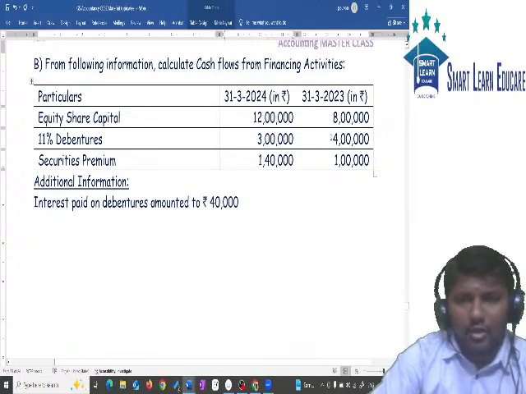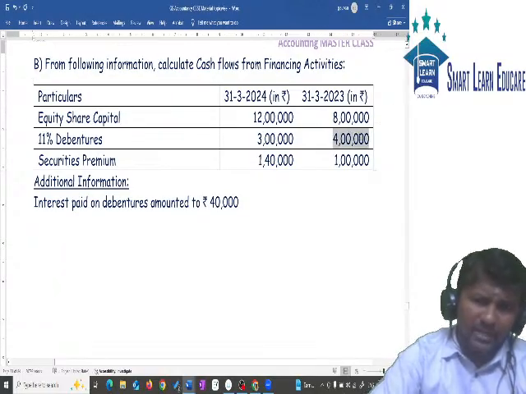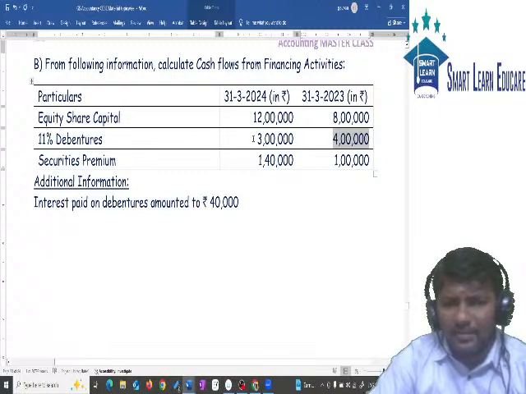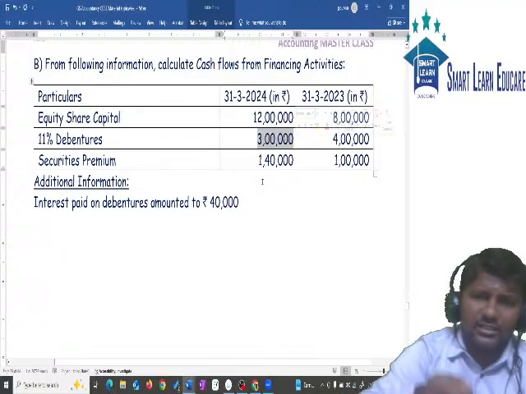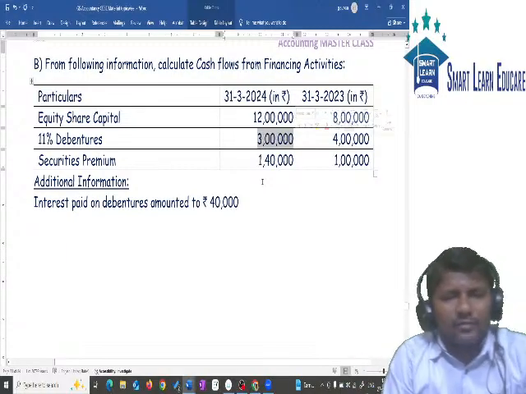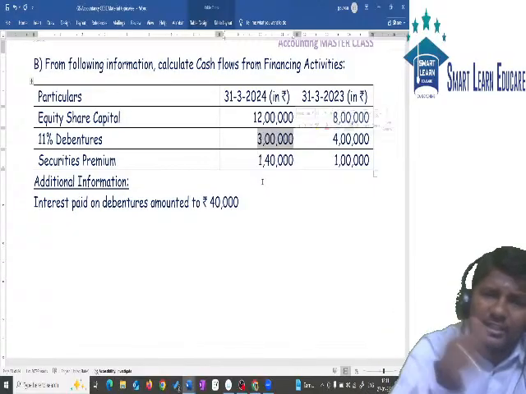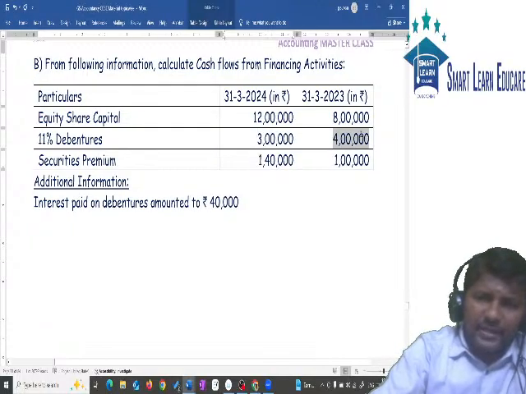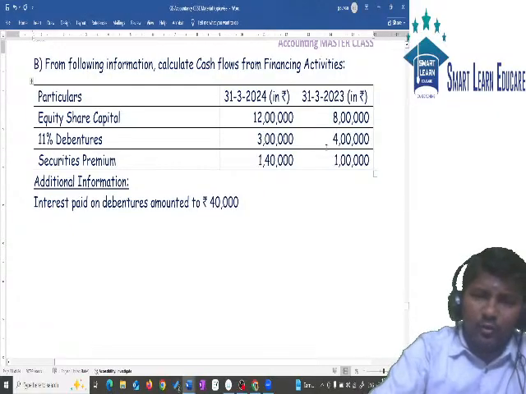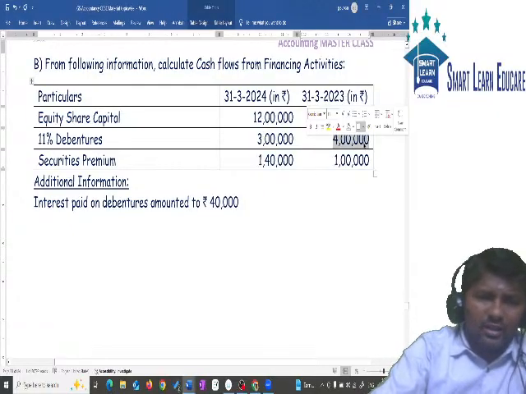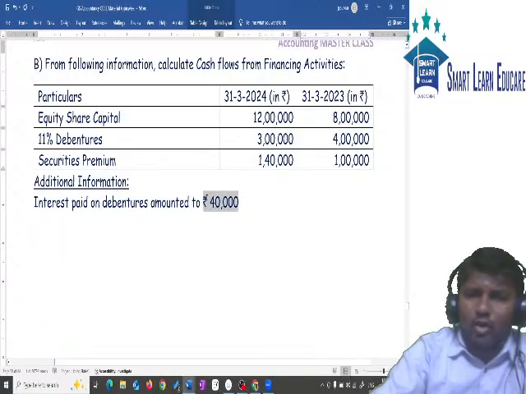Also, debenture. Opening balance of debenture is 4 lakh. Closing balance of debenture is 3 lakh. It means some portion of the debentures is repaid. When you repay the debenture, how much amount is repaid? 1 lakh is repaid. For the year ended 31st March 24, we will be calculating interest. Interest on how much amount? On 4 lakh. That is why they have given the interest amount.